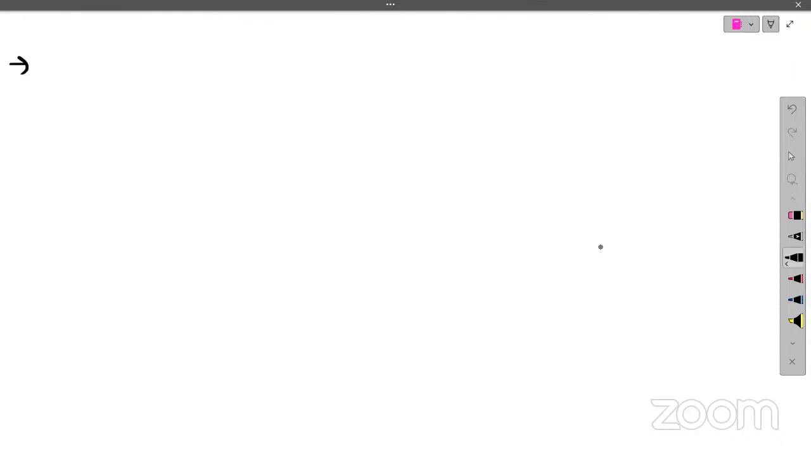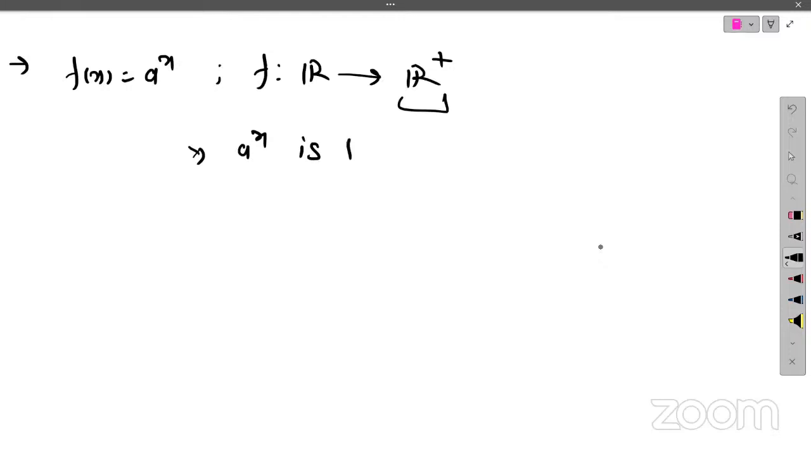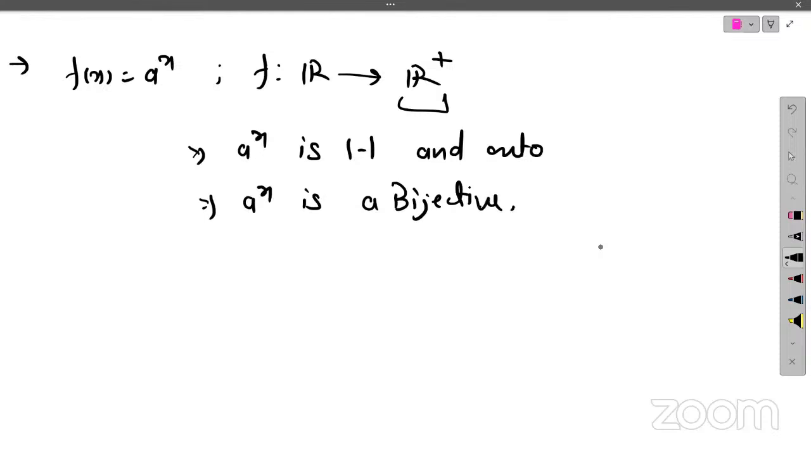So now let's go to the logarithmic function. As I told you, here is how we define the log of x. If you consider a function f of x equal to e to the power x, and you restrict your codomain to be all positive real numbers, so consider f as a function from the real numbers to all positive reals, then with this restriction we can say that a to the power x is 1-1 and onto. So that means it is a bijective function. If it is a bijective function, it should have an inverse, right? So the inverse of a to the power x is defined by log x.